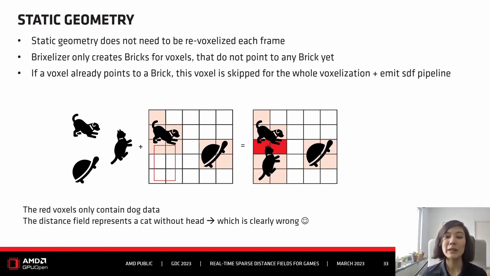So this is fine until you get a new geometry that intersects with voxels that already point to a brick. So we have the cat, and we do the voxelization process again. So we check which voxels the dog intersects, which voxels the cat intersects, which voxels the turtle intersects. And we'll find out, okay, the cat intersects with 6 voxels, 4 of them are empty, fine. But 2 of them are actually not empty. I mark them here as red voxels. And since they're not empty, they will be skipped. But this is actually wrong, right? Because this way our distance field would represent a cat without a head. And that's clearly not what we want. So how do we solve this? We need to add a pre-processing step.